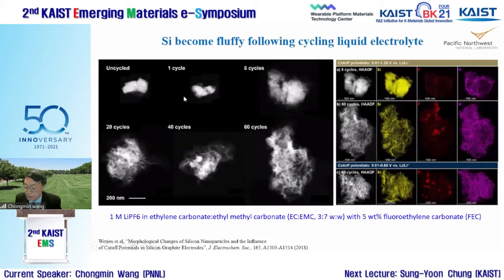Take other silicon particles, and a similar thing is going on. Initially they are dense particles, and then you cycle once, then 5 cycles, 20, 40, 60 cycles, and gradually a similar thing happens as what we saw there. It becomes a fluffy or porous structure. So what's really going on here? I think it's a bit of a puzzle.